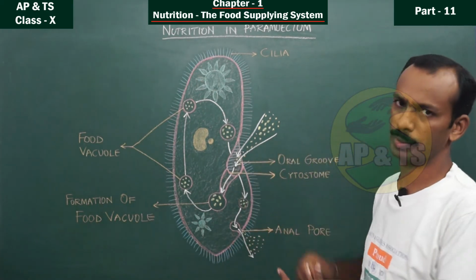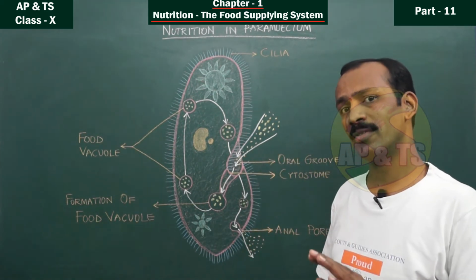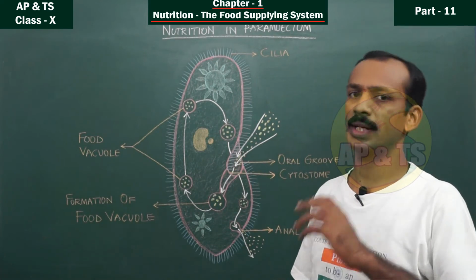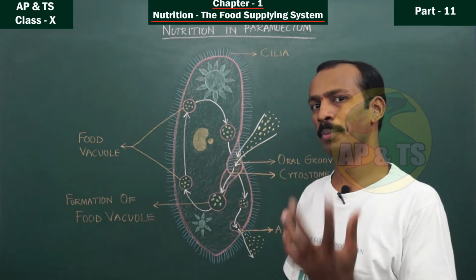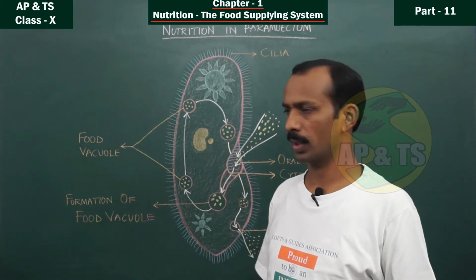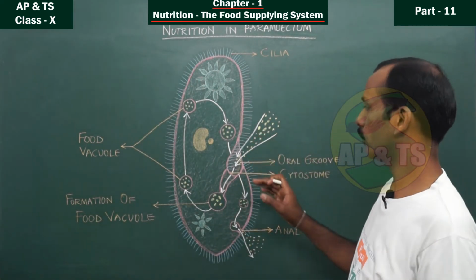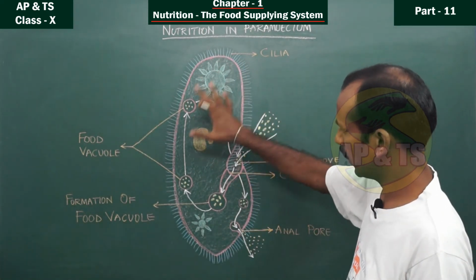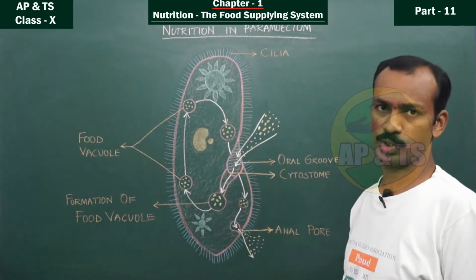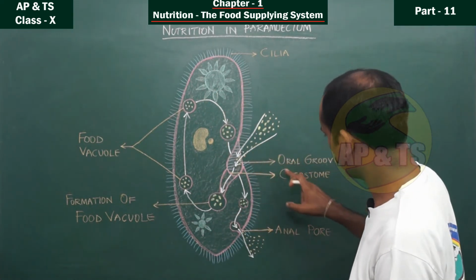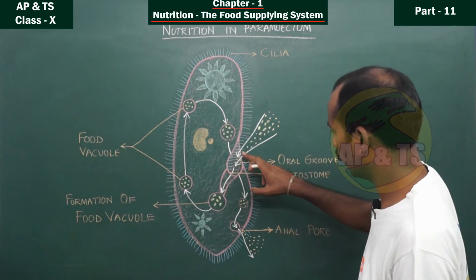It has a permanent shape. It is also having a permanent mouth like structure. It is not like the temporary mouth which is present in amoeba. It is a permanent mouth like structure. So where is this mouth in this Paramecium? You can see here the oral groove, a groove.